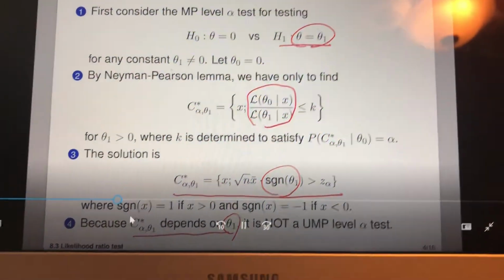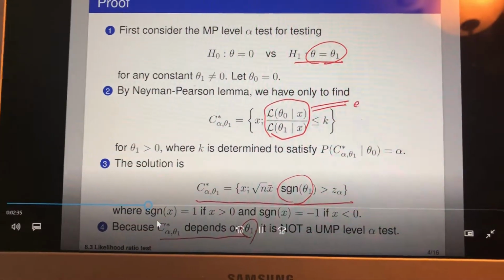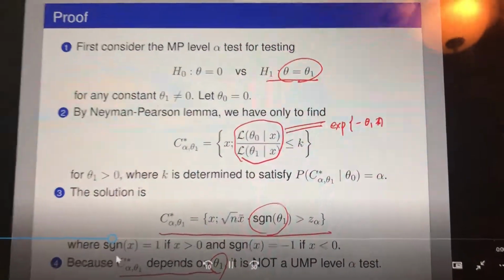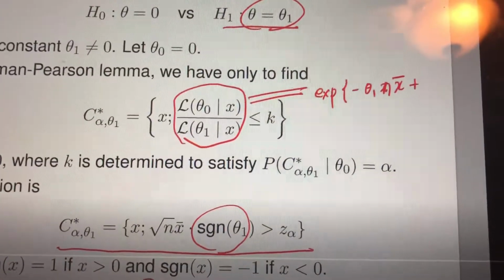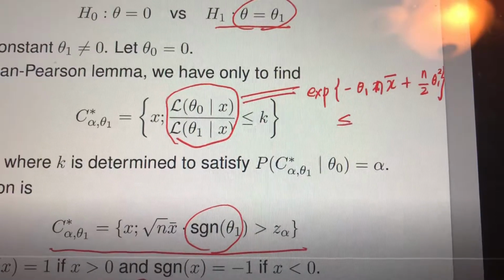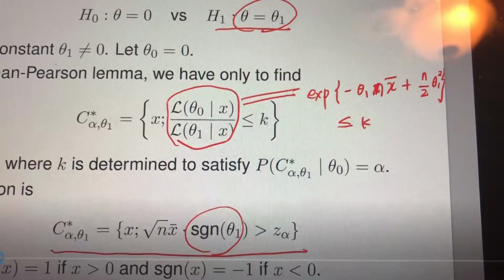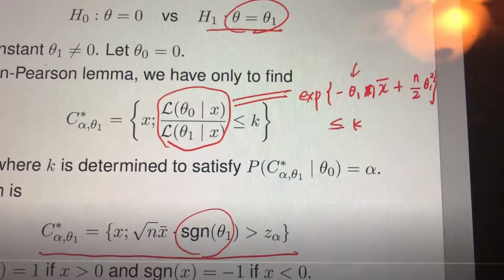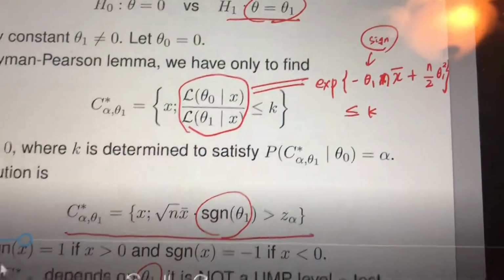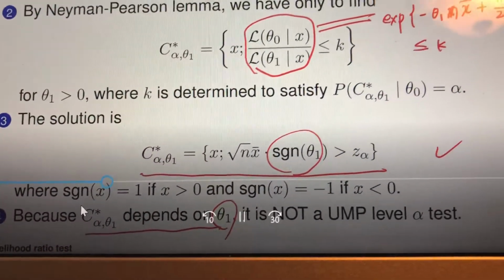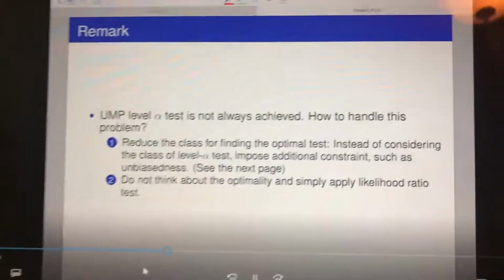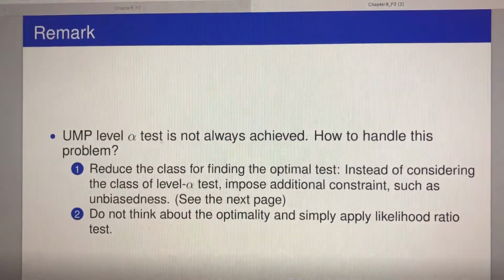The basic algebra is that you can check that this is minus theta 1 n x bar plus 2 over n theta 1 squared. If you want to make this relationship, it really depends on the sign, whether it's positive or negative, it makes a difference. That is why we get this critical region that depends on theta 1. All right, so the UMP test is not always achieved.